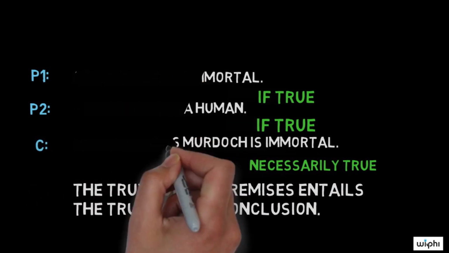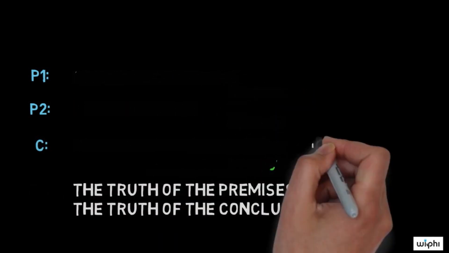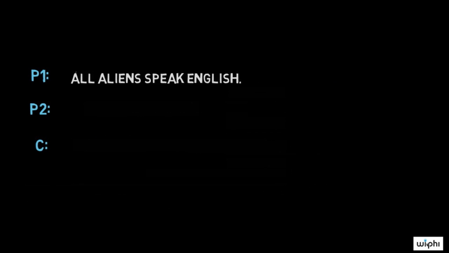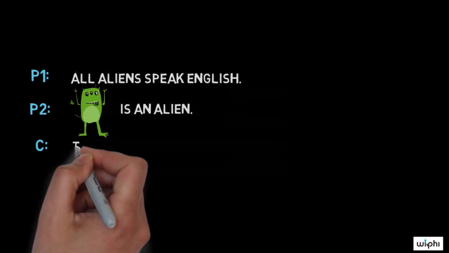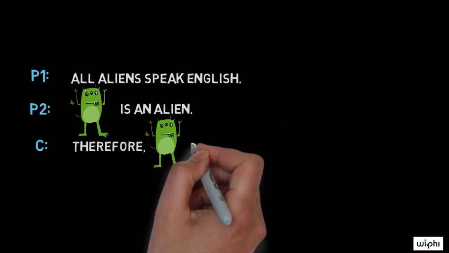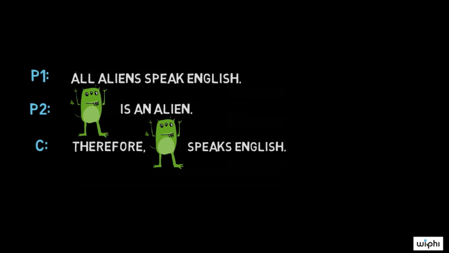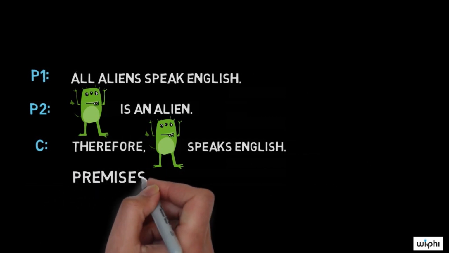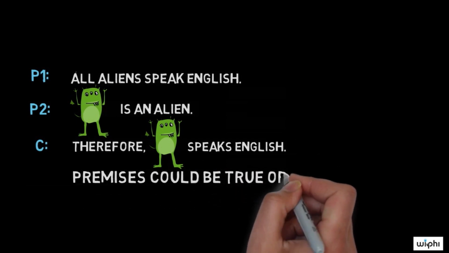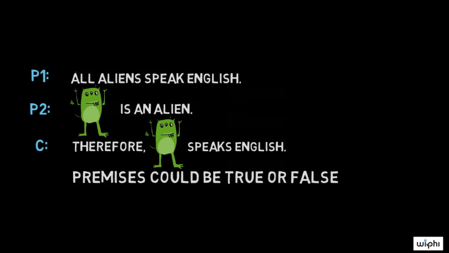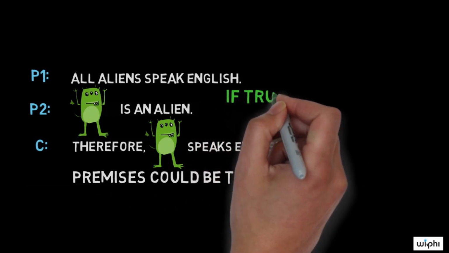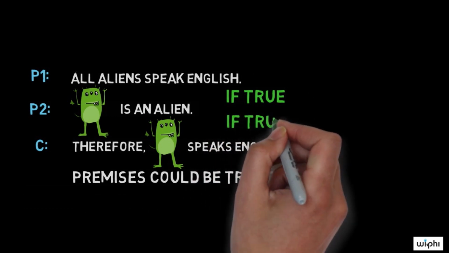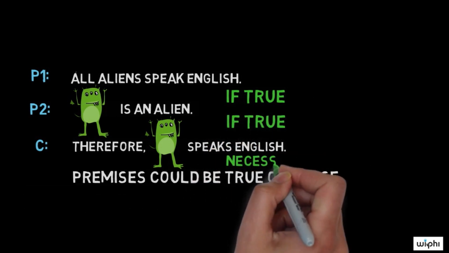Let's try an example with premises of which we don't know the truth. P1, all aliens speak English. P2, Spock is an alien. Conclusion, therefore, Spock speaks English. We don't know if there are aliens, let alone ones that can speak at all. We don't know if they speak English. It could be the case, or it couldn't be the case. But this argument, nonetheless, is valid. If premise 1 and 2 are true, then the conclusion must be true.